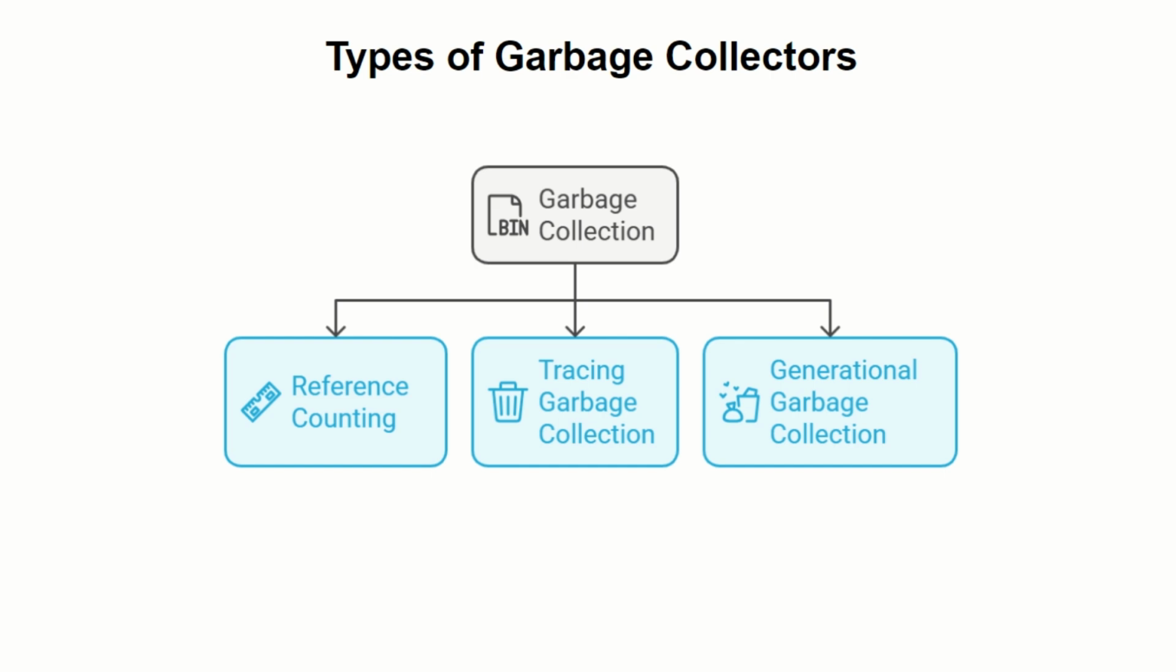The next thing will be generational garbage collection. Objects are divided into generations based on their age. Young objects are collected more frequently, while older objects are collected less often. This optimizes GC efficiency by assuming that most objects are short-lived.